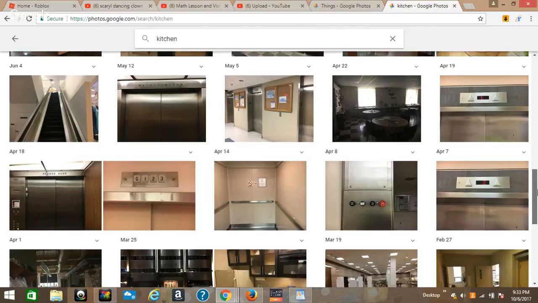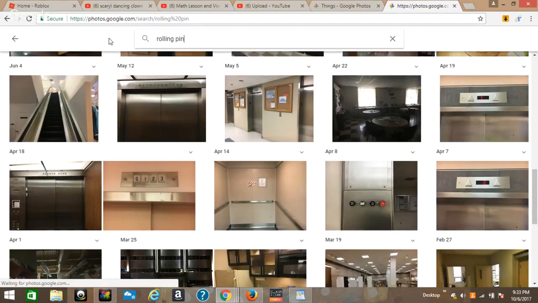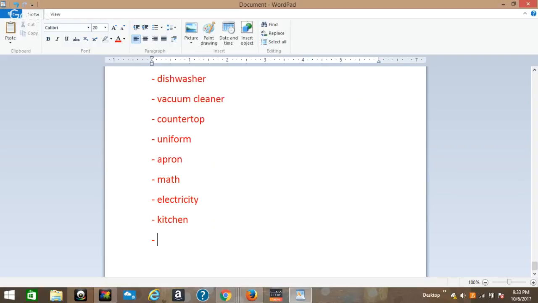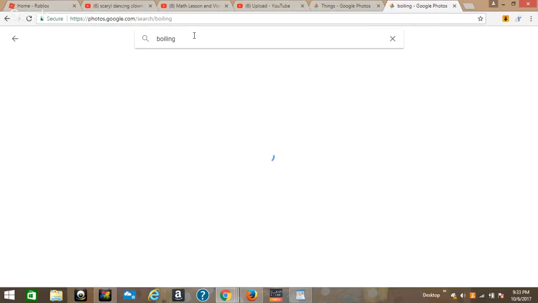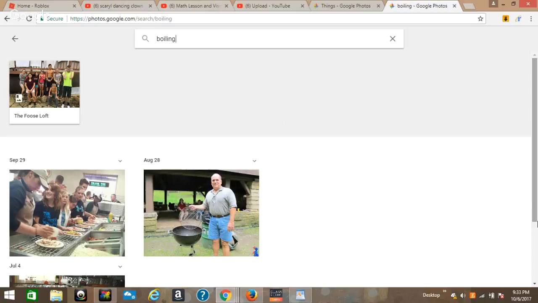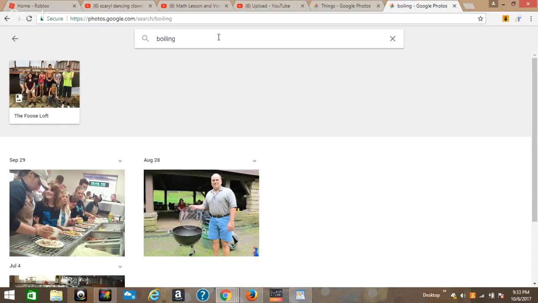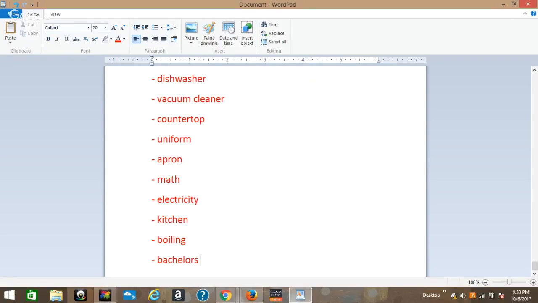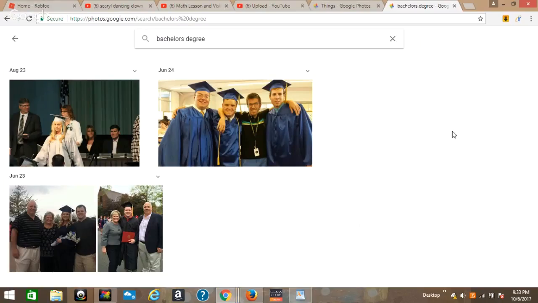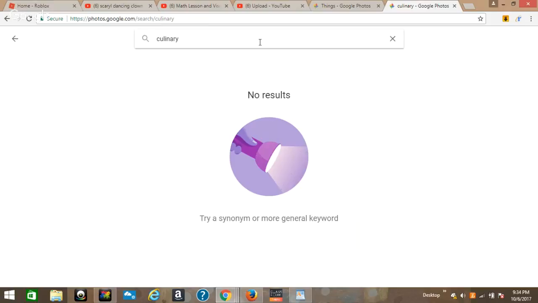Okay, and then you need a rolling pin. Maybe not. Boiling. Boil, let's see which one works. Boiling. And a bachelor's degree. Culinary. There it is, culinary. Maybe not.